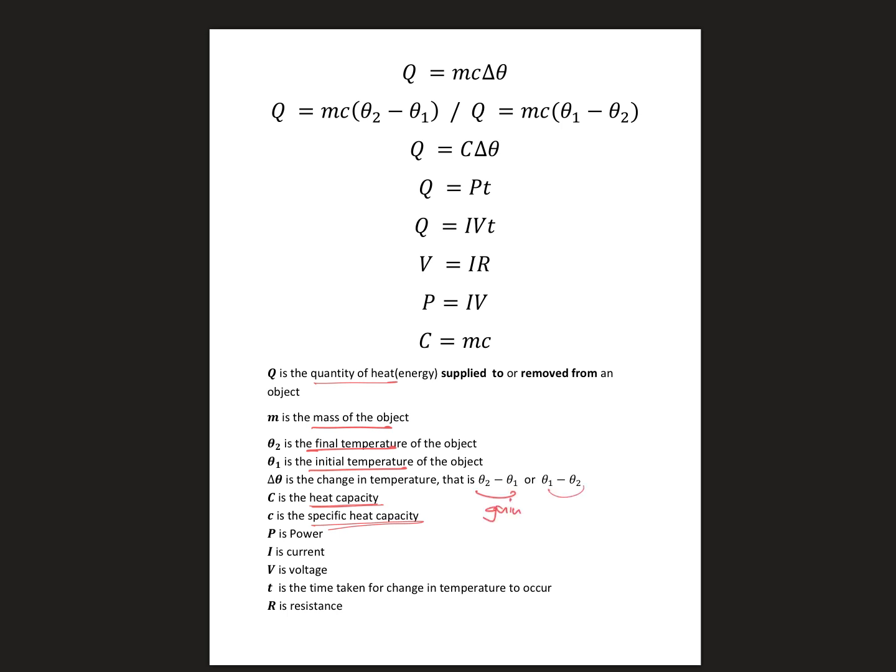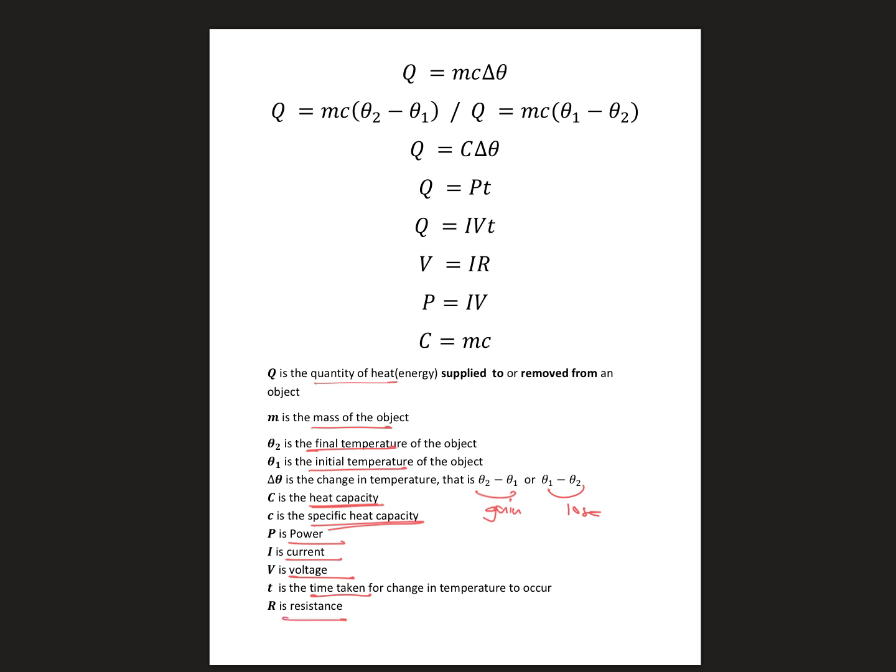But if the object is losing heat, it means the initial temperature is higher than the final temperature, or in other words, the final temperature is lower than the initial temperature. So we will have theta 1 minus theta 2. We're doing it this way because we want to have a positive temperature difference. Okay? So P is the power, I is the current, V is the voltage, t is the time taken for change in temperature to occur, and R is the resistance.